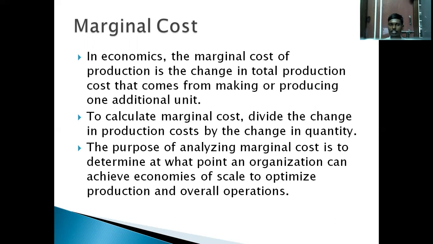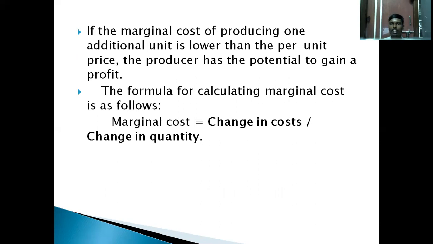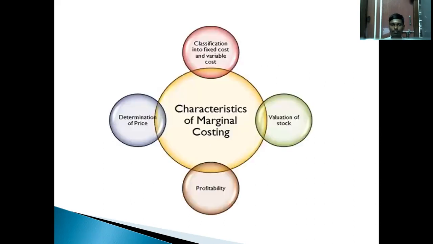So, this is the definition. The marginal cost of production is a change in total production cost that comes from making or producing one additional unit. So next, if the marginal cost of producing one additional unit is lower than the per unit price, the producer has the potential to gain a profit. The formula for calculating marginal cost is as follows. Marginal cost is equal to change in cost divided by change in quantity.